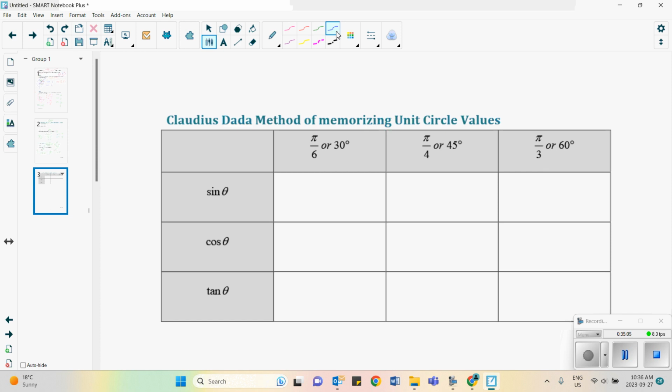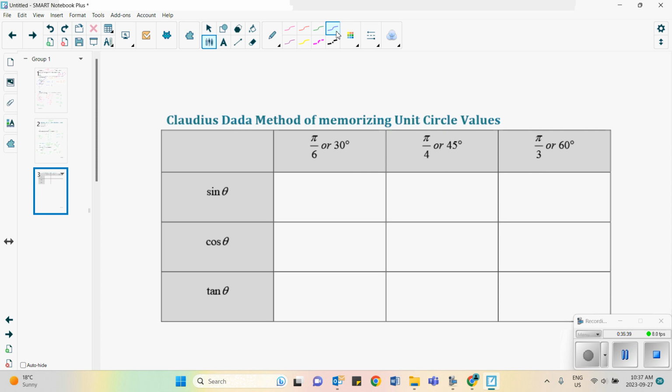Okay, this was a student of mine, Claudius. He taught me how he remembered it. I thought it was really great. So, like I said, I use the short longs. That's how I was taught and how I remember. This is how he was taught, or he found, because I taught him, and this is how he remembered. So it might be better for you. Pi over 6 is my smallest angle, it's 30 degrees. Pi over 4, and then pi over 3. This one's helpful because it talks about tan.